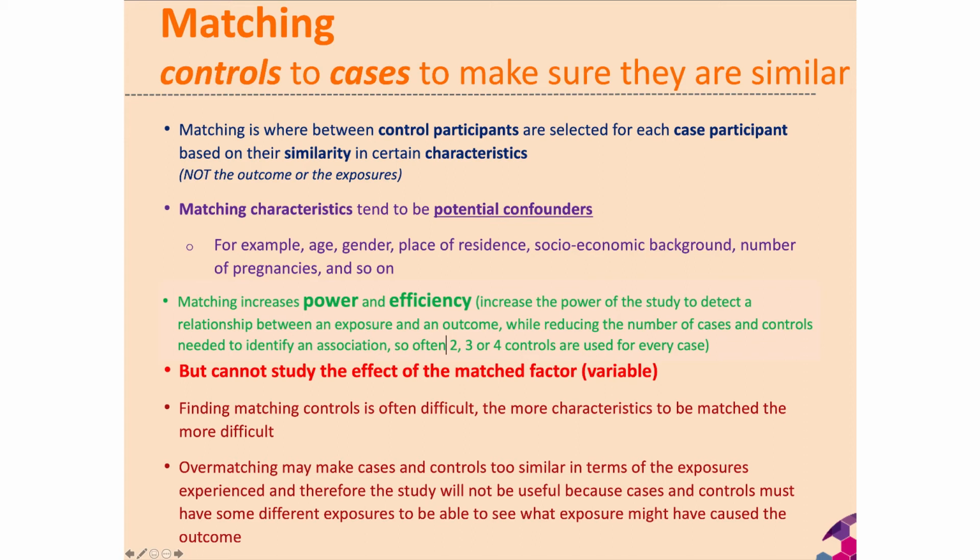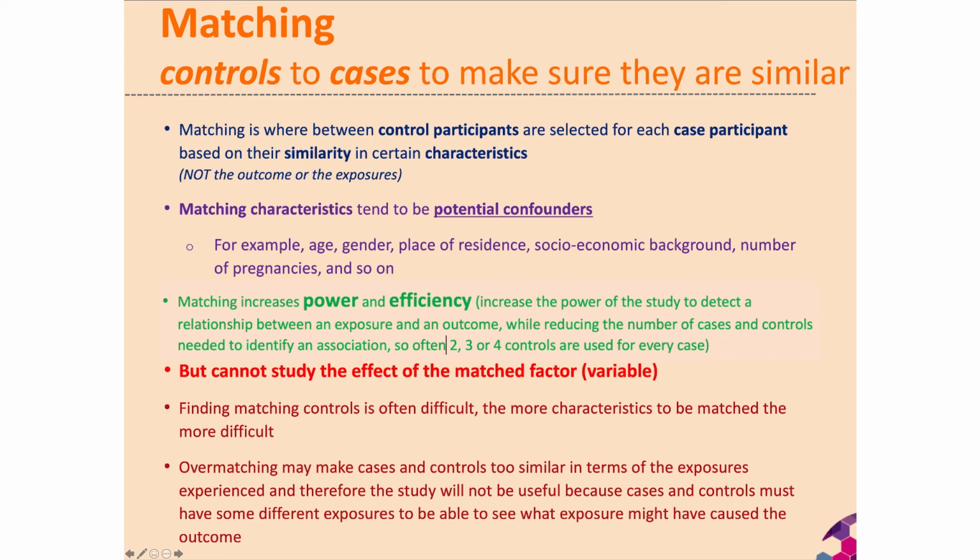One way we can make sure that cases and controls are similar is to do matching, where we match cases and controls by certain key characteristics. And the key characteristics are the potential confounding factors like age, gender or sex, place of residence, socioeconomic background, and there can be other things like number of pregnancies or the type of house someone's living in, and so on. And the advantage of matching is it increases the power and efficiency of the case control study.